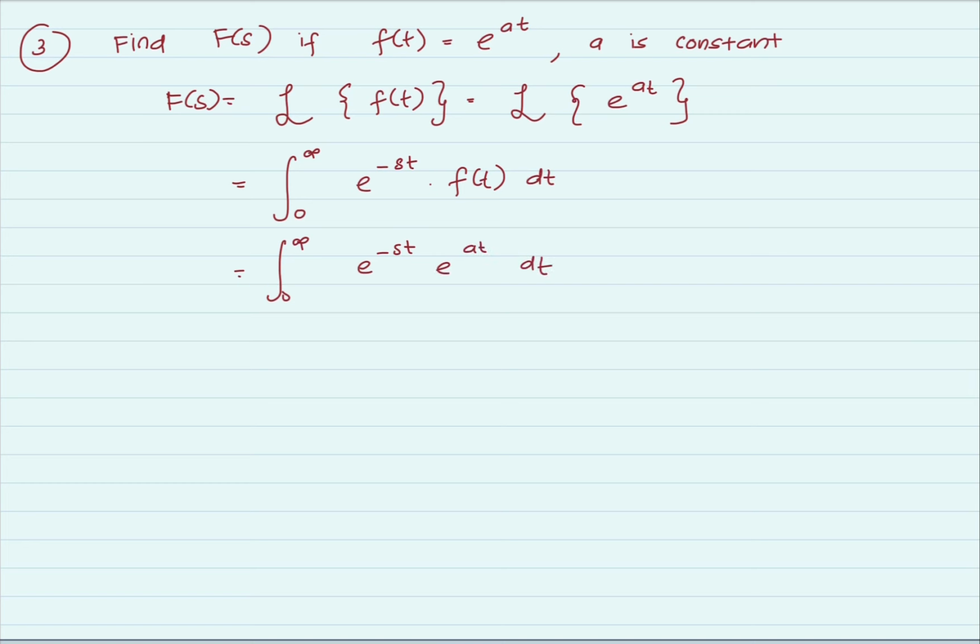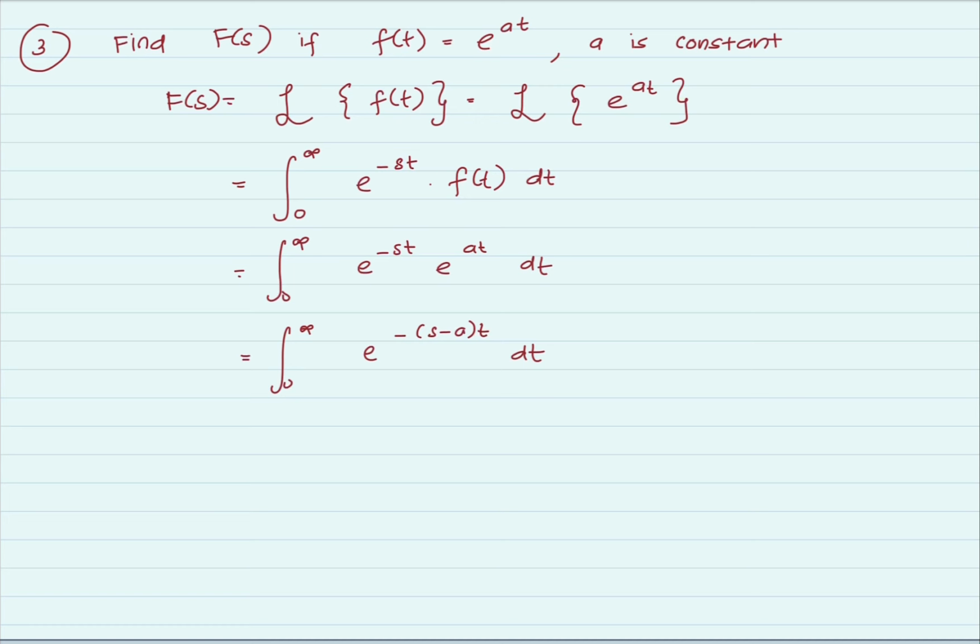Now we can merge, since it is exponent with exponent, so it will be the integral from 0 to infinity of e^(-(s-a)t) dt. We just take out the negative because that is the easiest way; the tricky part is how we substitute infinity later on. So it is easier for us, that's why we take out the negative.